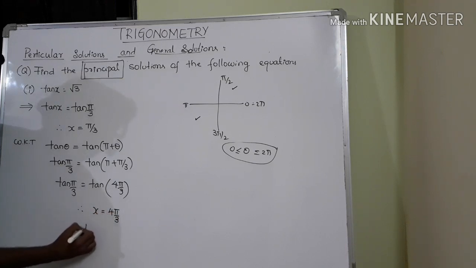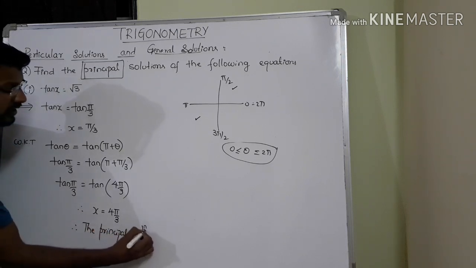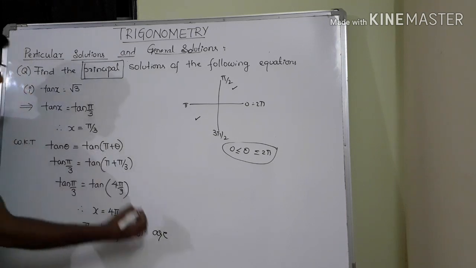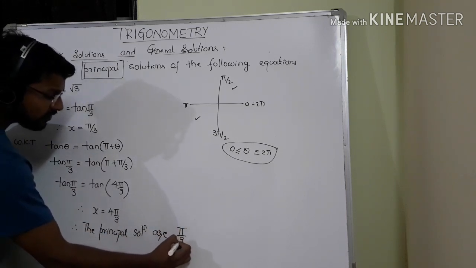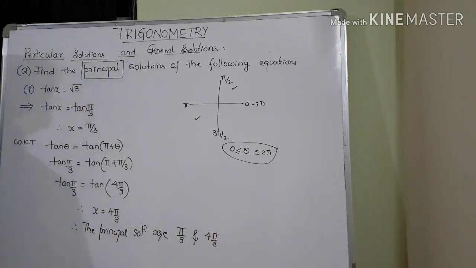So therefore the principal solutions are, one is pi by 3 which is in the first quadrant, and 4 pi by 3 which is in the third quadrant. Please pause the video to note it down.